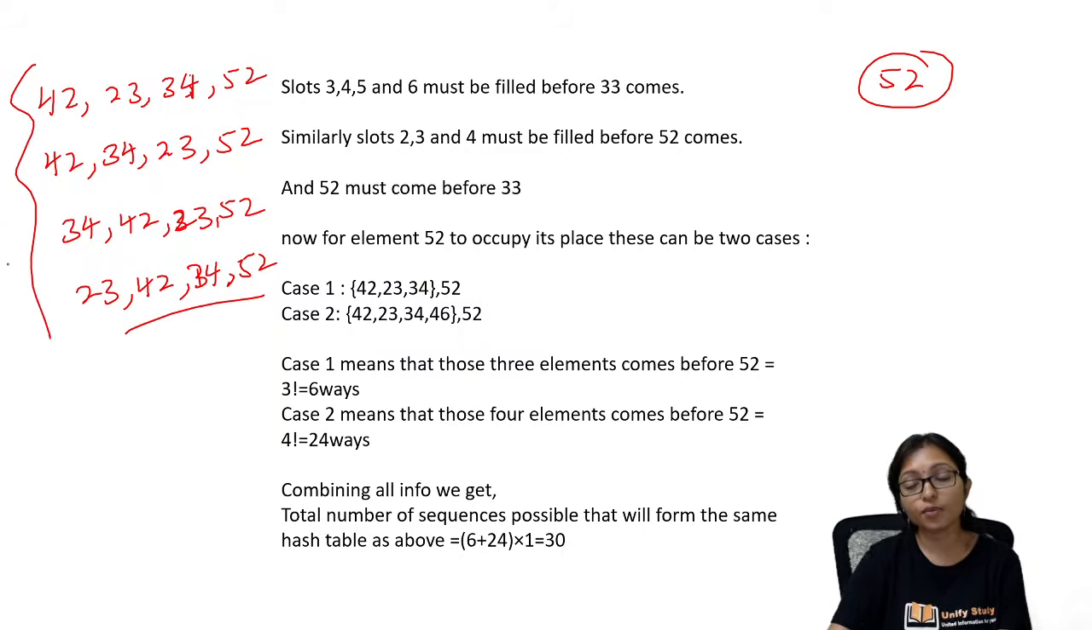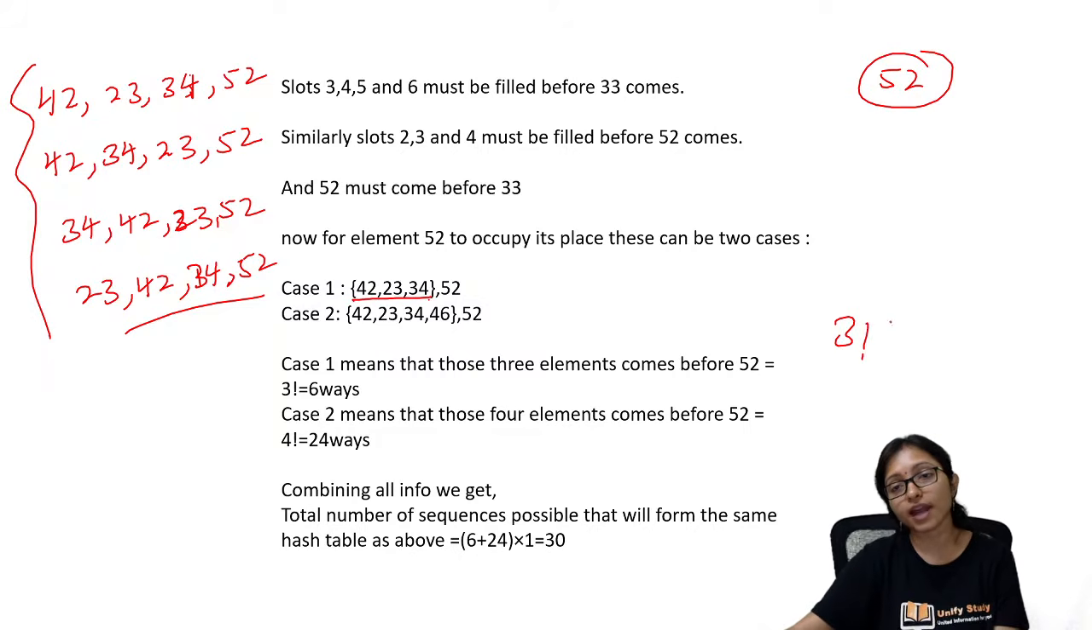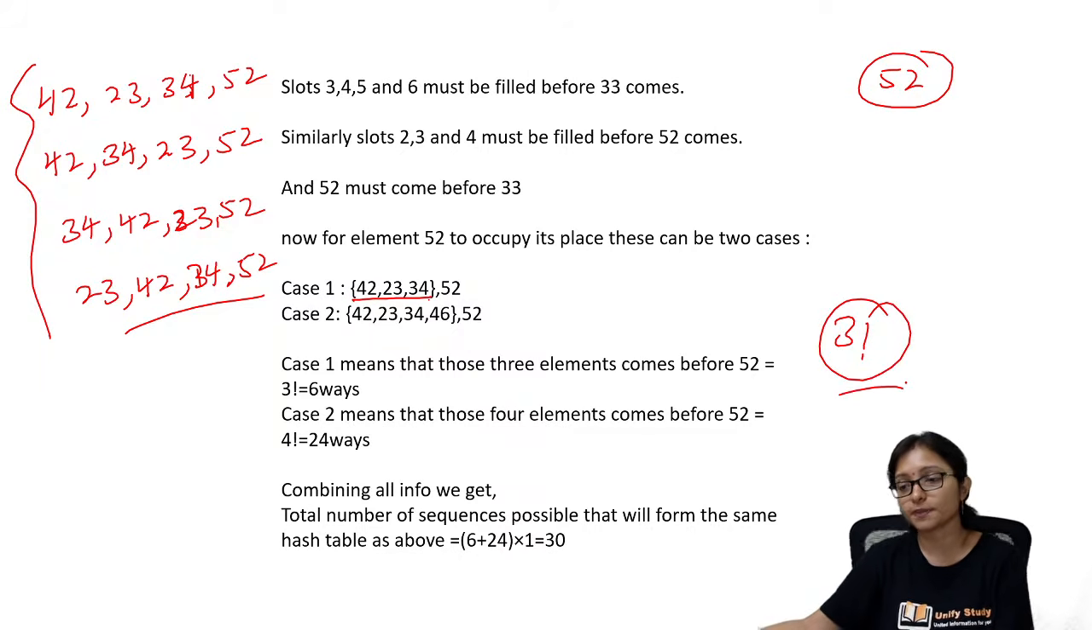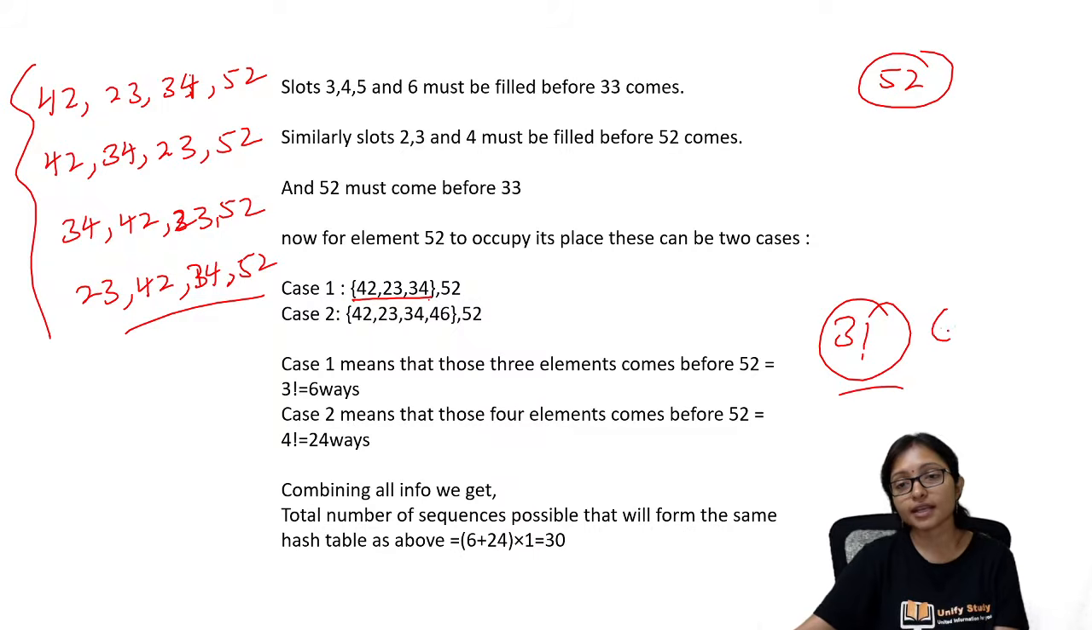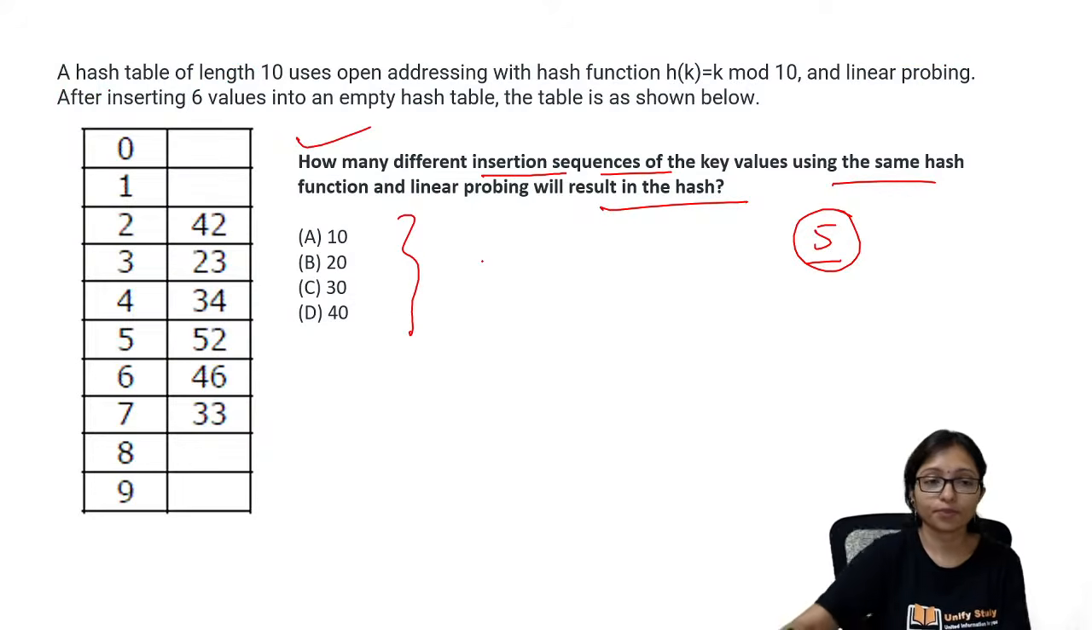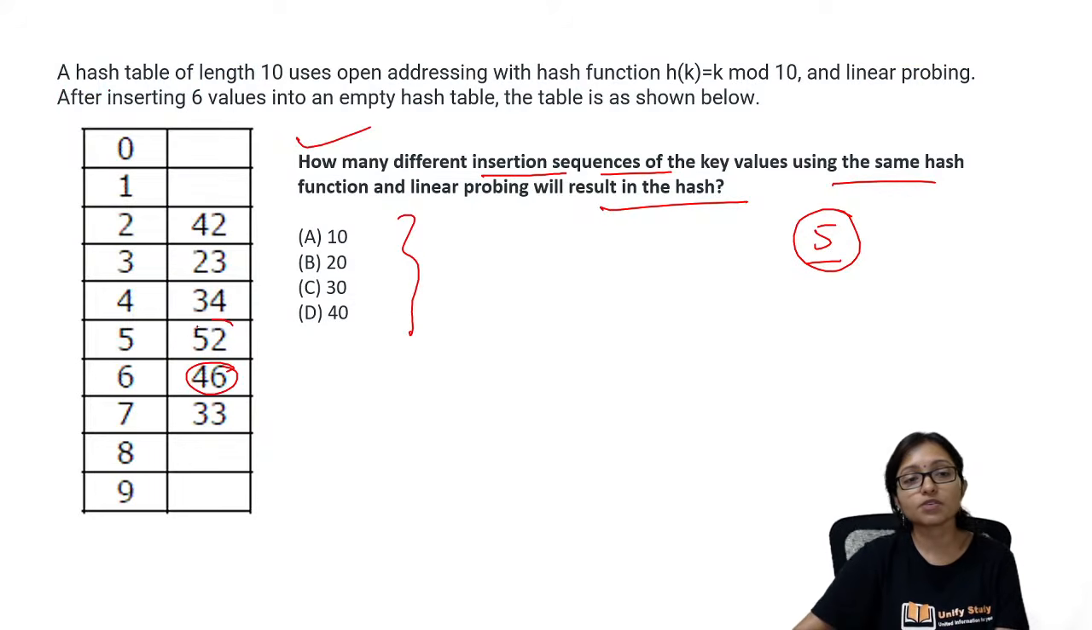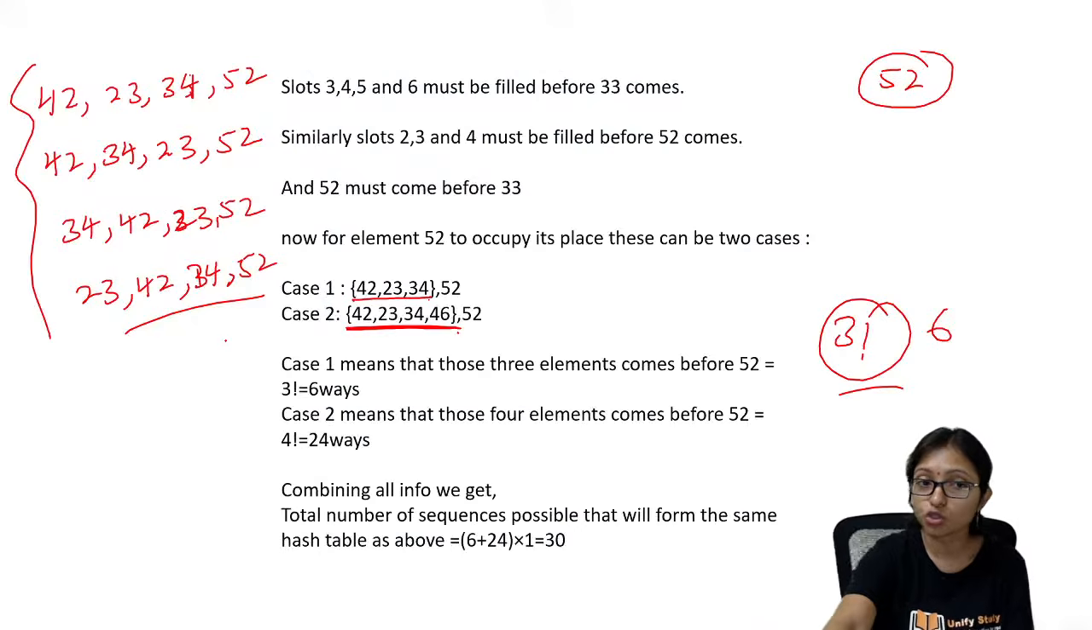In this way, how many combinations are possible? There are 3 variables. That's why there are 3 factorial combinations possible. So that's why 6. And here there are 4 ways, because before 52, 46 can also come. With 46, 52 there is no relation. 46 is coming in the place of 6. So with 52 there is no relation. So 46 can come before 52 also.